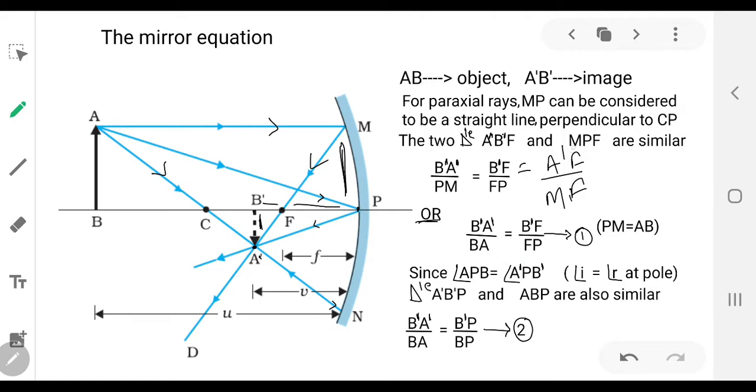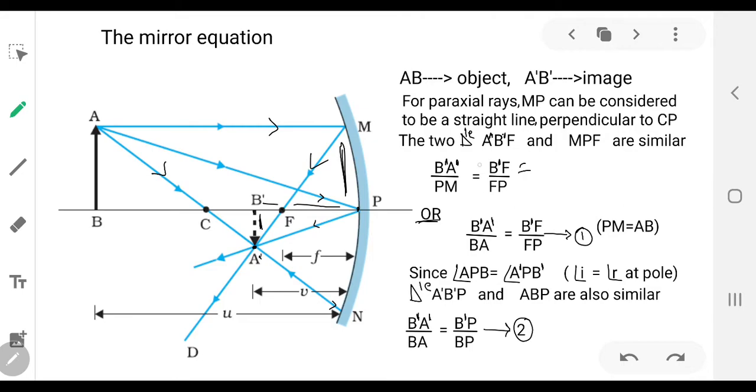Why are we not taking it? For B'F, we have the substitution. For PF, we have the substitution, our focal length. For PM, we have a substitution, AB as the object height. But for MF and A'F, we don't have any substitution, so it leads to complication. So such points we avoid. That is the reason we are not taking this side for equating the ratio.